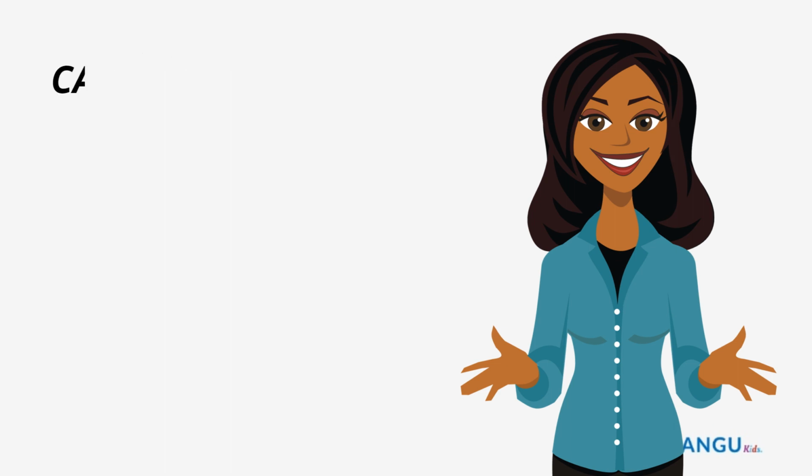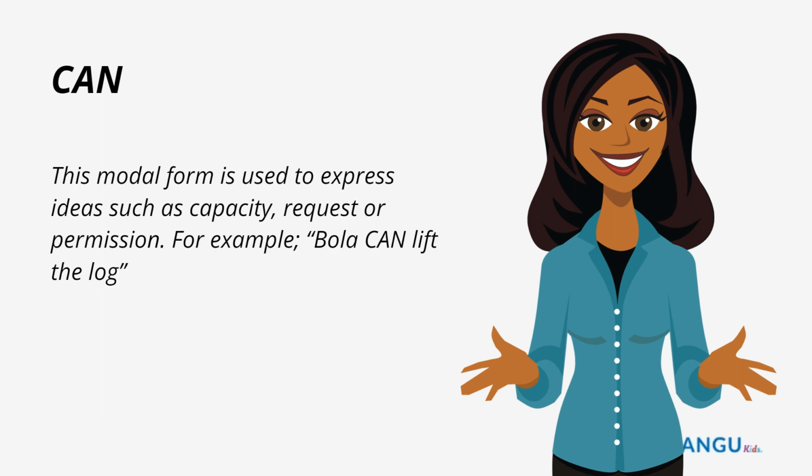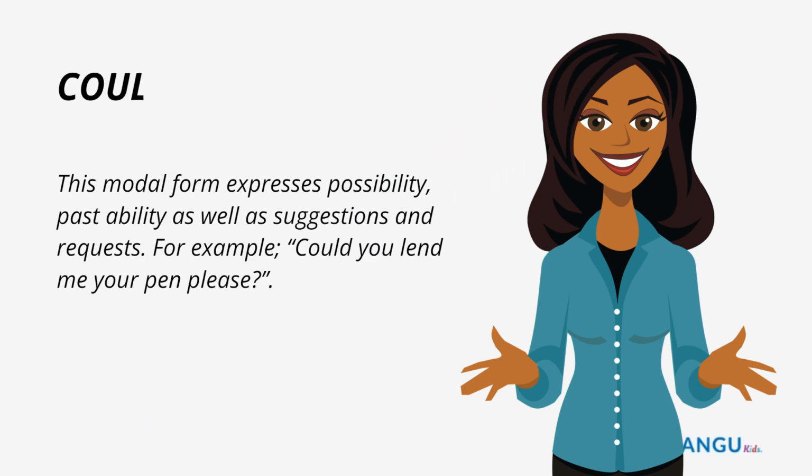1. Can. This modal form is used to express ideas such as capability, request, or permission. For example, Bola can lift the log. 2. Could. This modal form expresses possibility, past ability, as well as suggestions and requests. For example, could you lend me your pen, please?